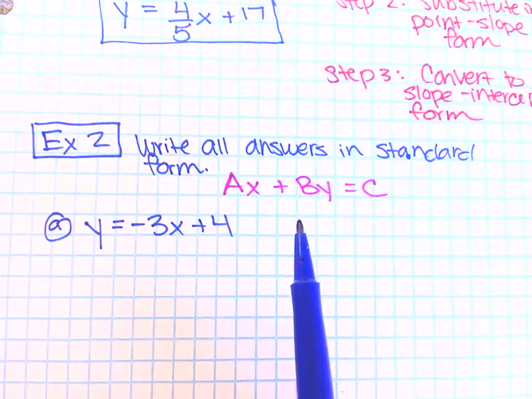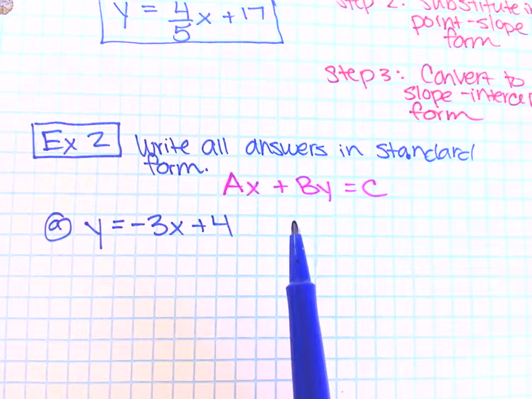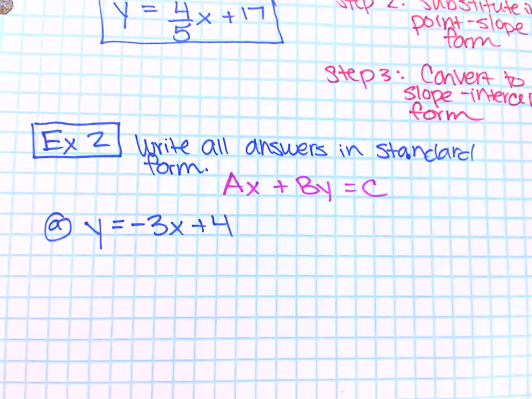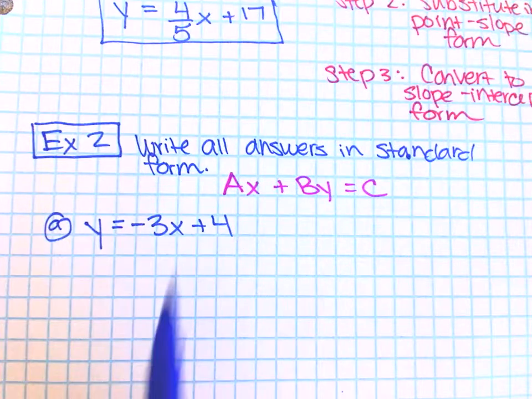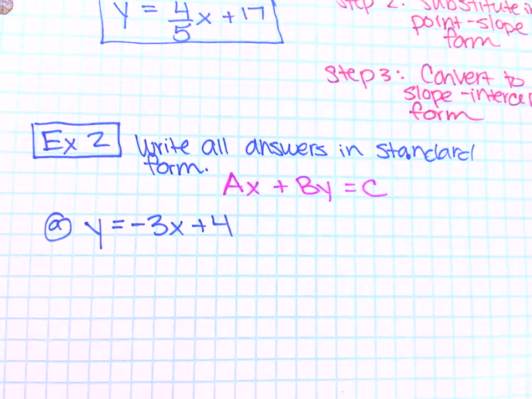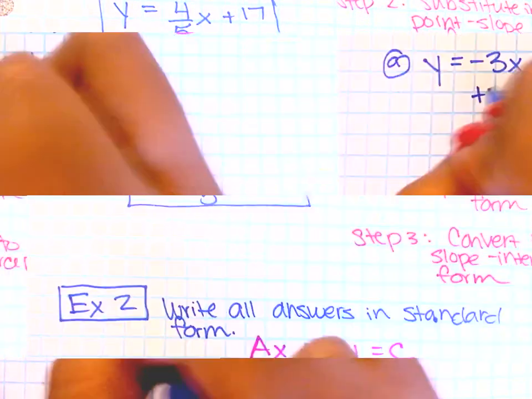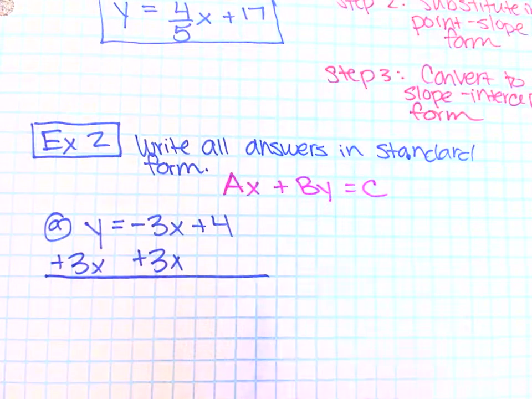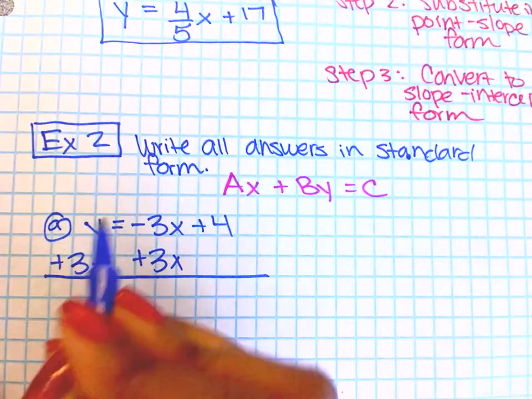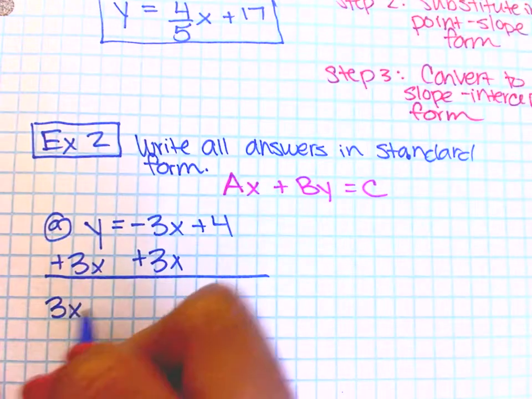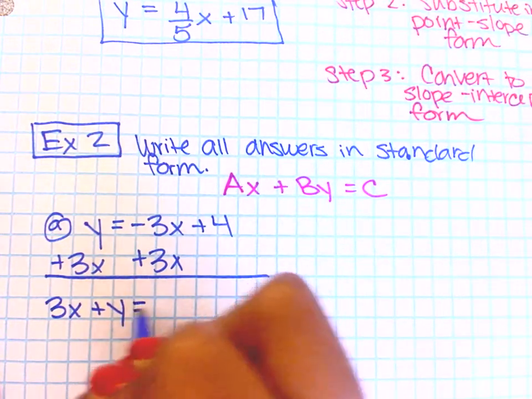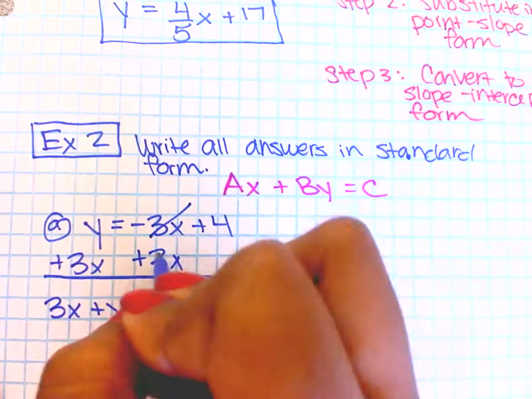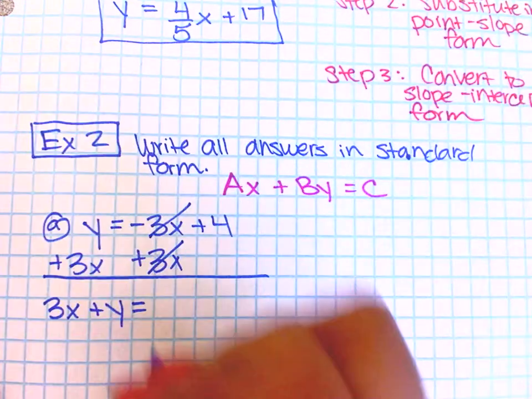Yesterday in our notes, remember we talked about when you write it back in standard form, x and y have to be all on the same side, right? So how do I get x on the same side as y? Add 3x. So I'm going to add 3x to both sides. On this side, I have positive 3x plus y equals, my negative 3x and my positive 3x cancel each other out, 4.